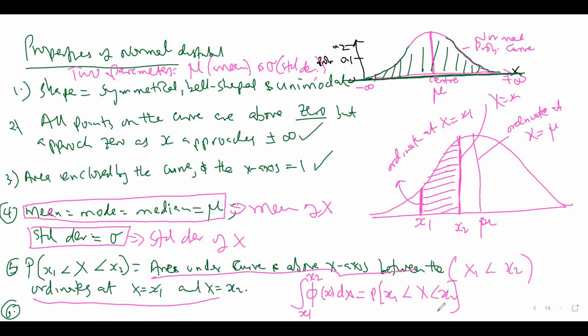But don't worry, we'll not be doing this in this class. We'll be doing something else which is easier. So that's how you get the probability. And the probability is just the area under the curve between the ordinates at the given points of x.